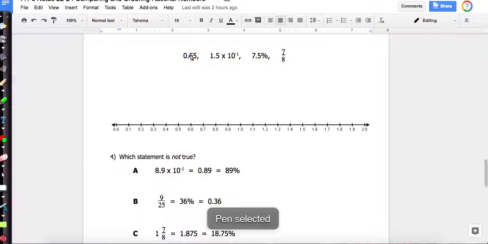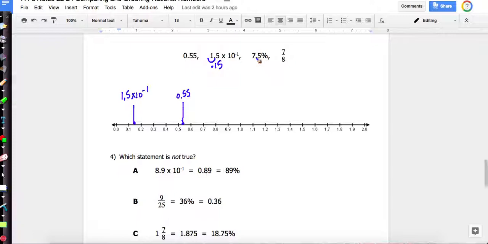This one's already a decimal, so we're going to put it right here between 5/10 and 6/10. And up here I'm going to write 55 hundredths. Okay, this one says 1 5/10 times 10 to the negative first. That tells me to move it 1 to the left. So it's 15 hundredths, which would be where? Between 1/10 and 2/10. So I'm going to write 1 5/10 times 10 to the negative first.